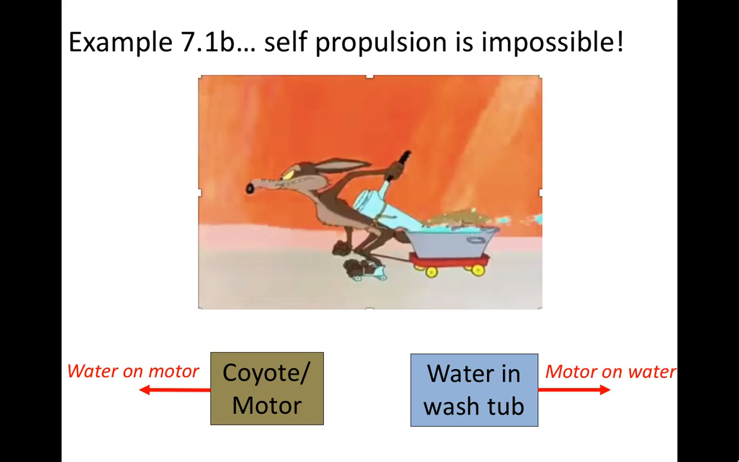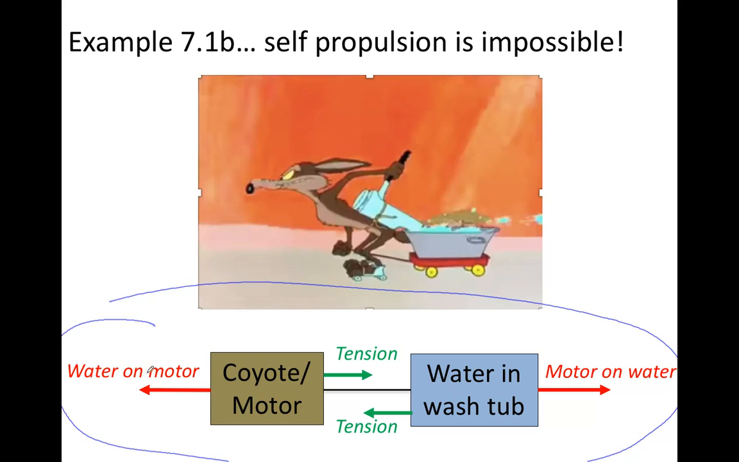But the coyote made a mistake when he connected himself to the wash tub full of water, where there's going to be an equal and opposite tension force. And so when we look at this as a full-on contained system of objects, the water on the motor and the motor on the water are going to cancel, and then the tension forces are also going to cancel. And so overall, the total force on the system is zero, which should mean that the acceleration of the system should be zero. That's why this looks so funny.